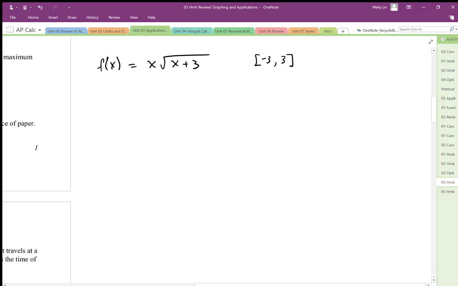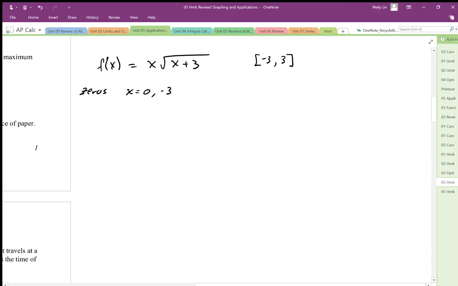Within that domain I need local min and maxes and absolute min and maxes. First of all I'm going to solve for zeros. Not that I really need the zeros to answer the question, but to graph this, I'm going to graph this as well. So in addition to just answering the question, we're also going to take a look at this graph. To solve for the zeros, the zeros are going to be at x equals 0 and negative 3.